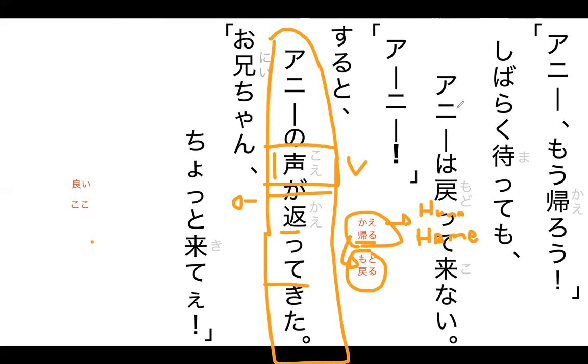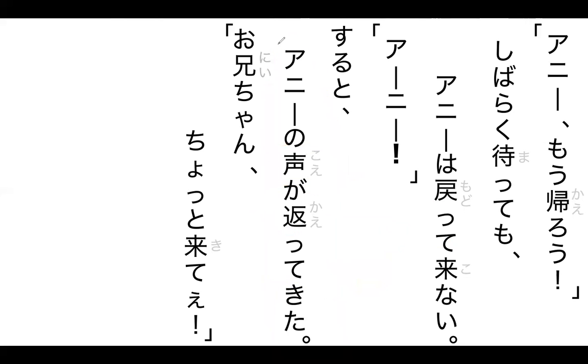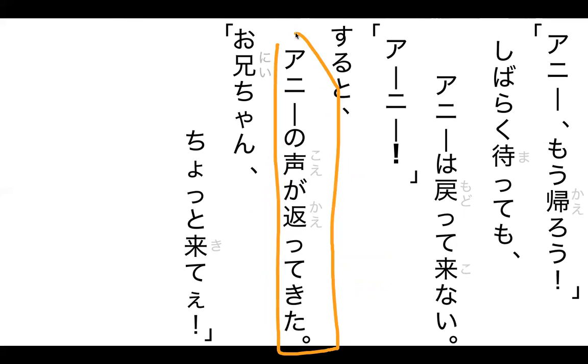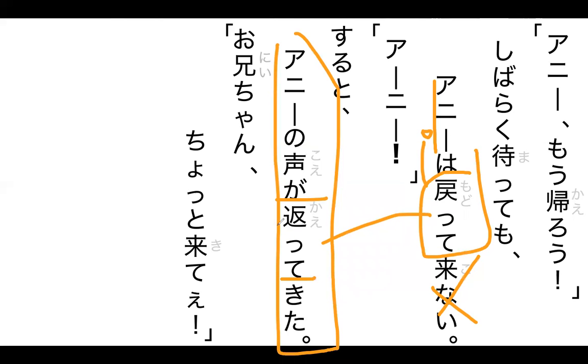Modoru. We had it earlier with Ani wa modotte konai. So, won't return back to the speaker. So what does modotte mean without the nai part? Return back. Yes, return. So kaette has the same meaning as modoru. However, modoru is being used with a ningen, Ani, and kaette is being used with koe. How do you think they're different?